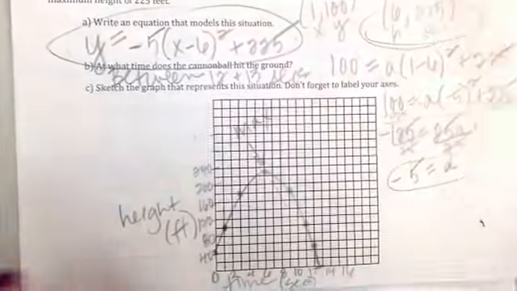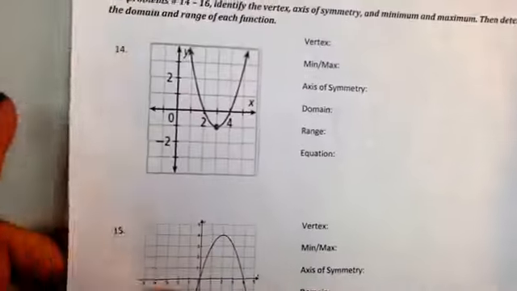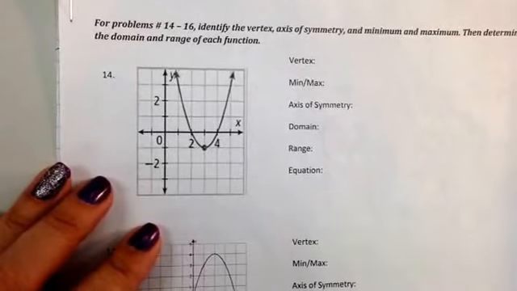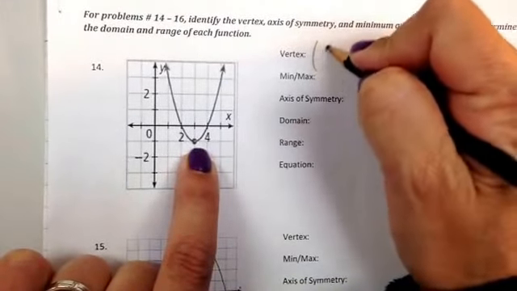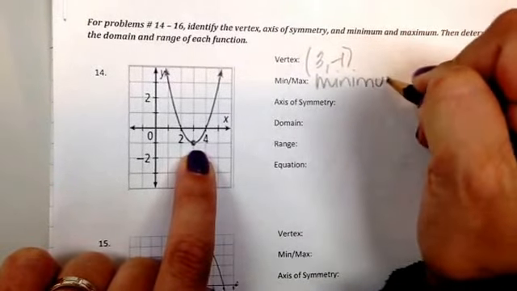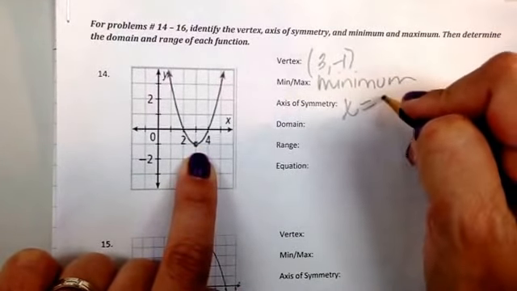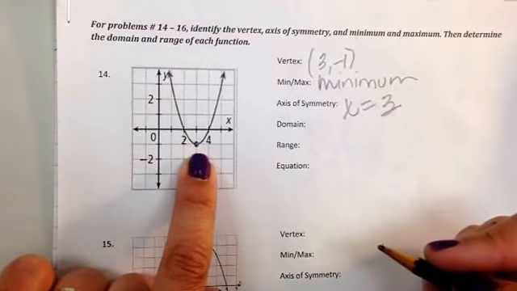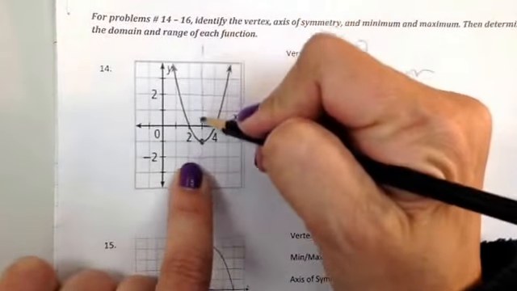I'm going to move on to the last problem, number 14. Looking at what I have, we've got to find the vertex. I can see the vertex is sitting at (3, negative 1). This is a minimum. It's at the bottom of this parabola. This parabola opens up. The axis of symmetry is going to be x equals 3. I know that because the x value of the vertex defines that line of symmetry.